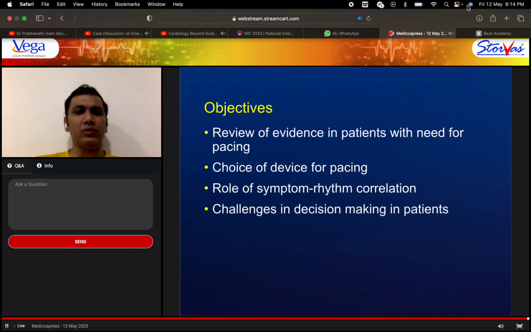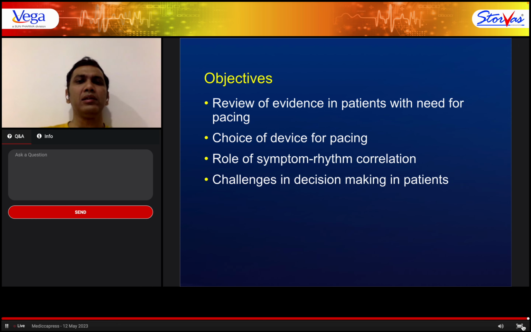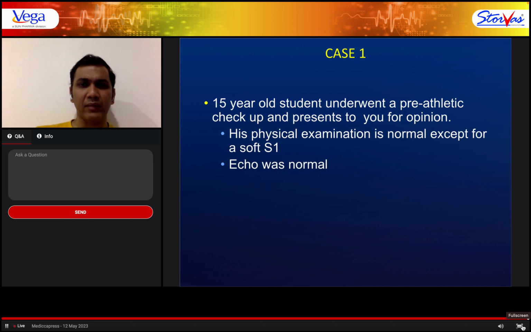The purpose of the talk is essentially to review evidence in patients with a need for pacing. What choice do you want to use when you are using a device for pacing? What is the role of symptom rhythm correlation? Because the patient has an abnormality in conduction, does the patient need a pacemaker? And some challenging questions that all of us face on a day-to-day basis.